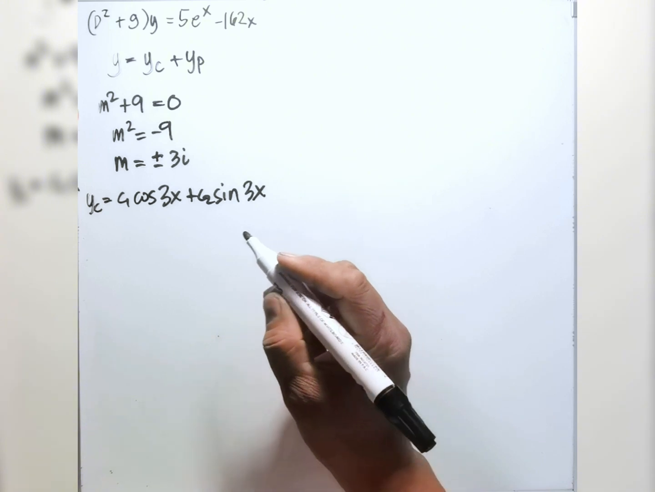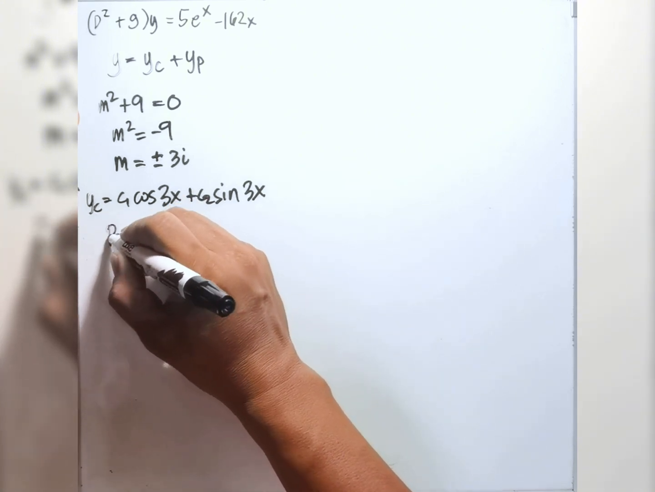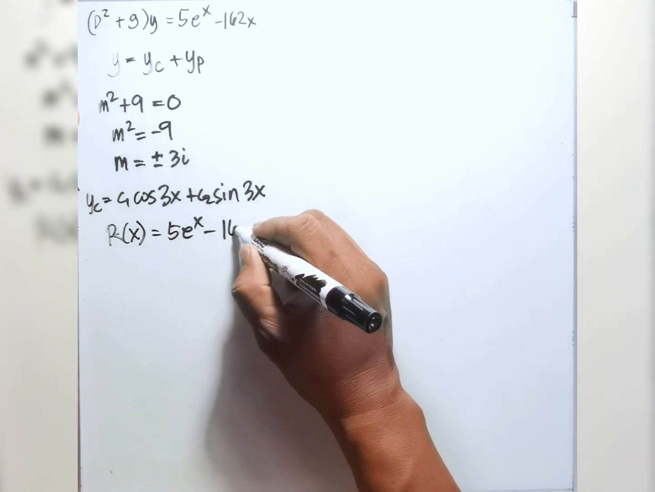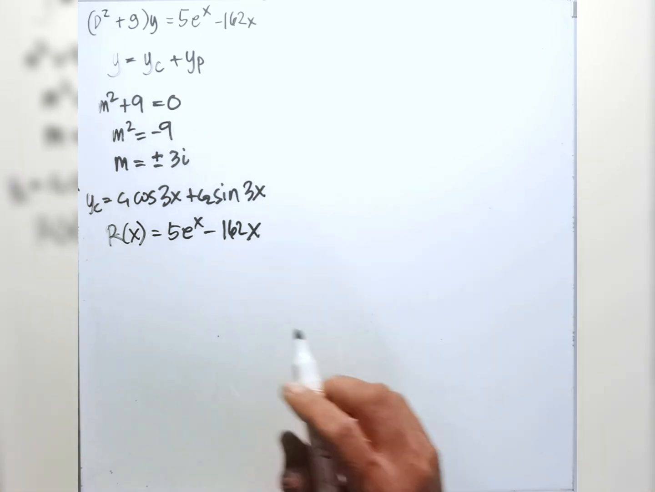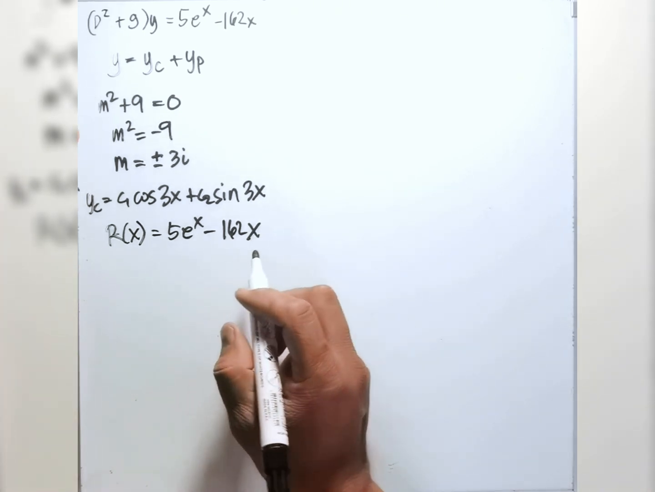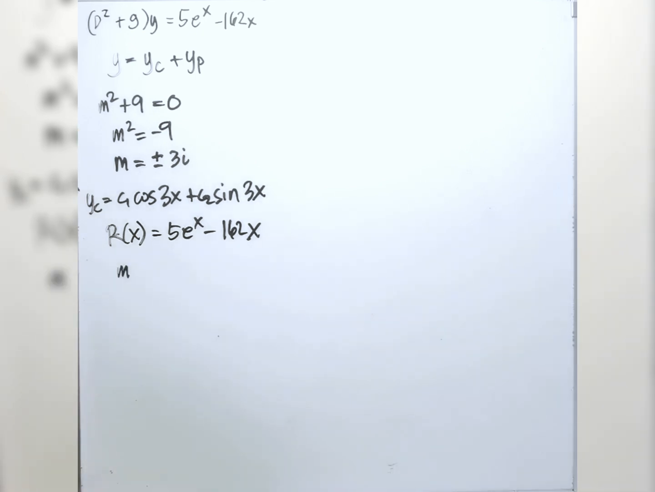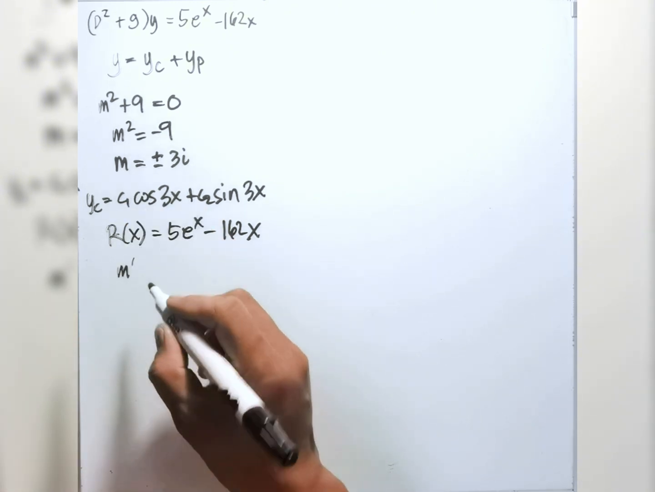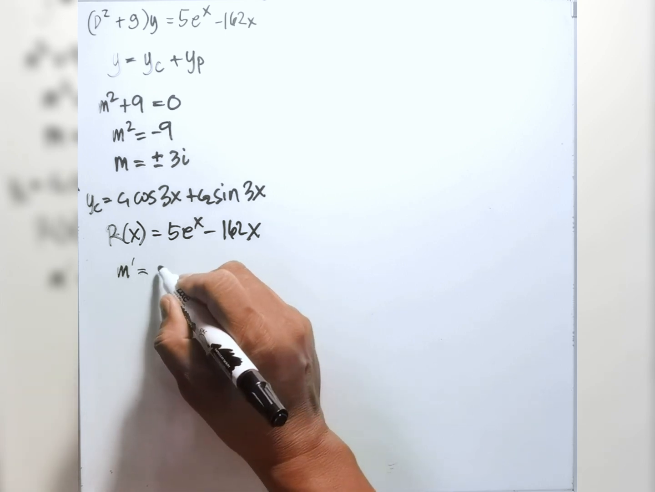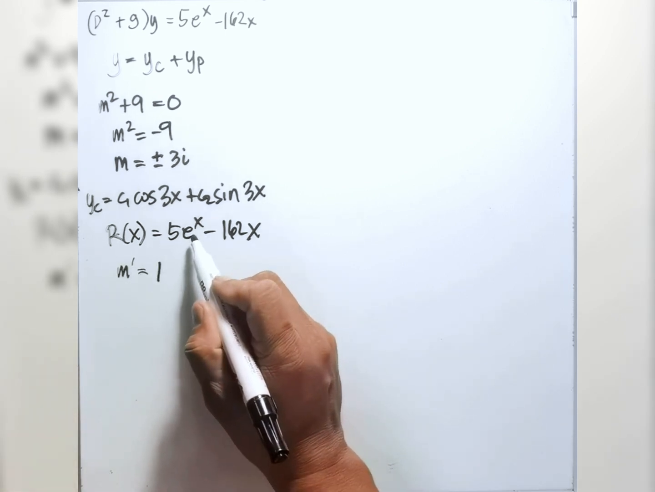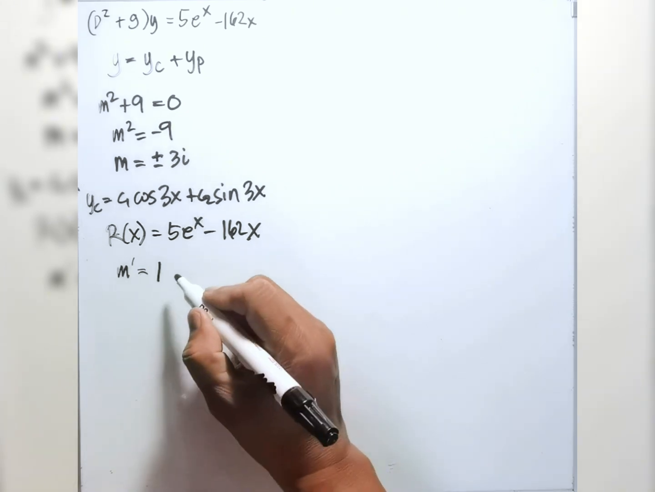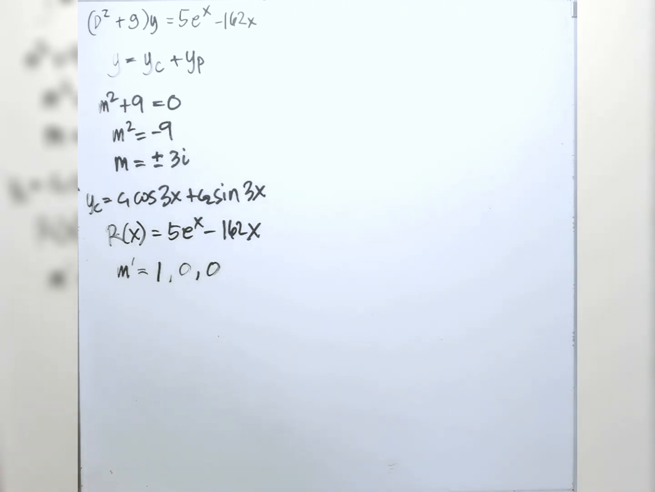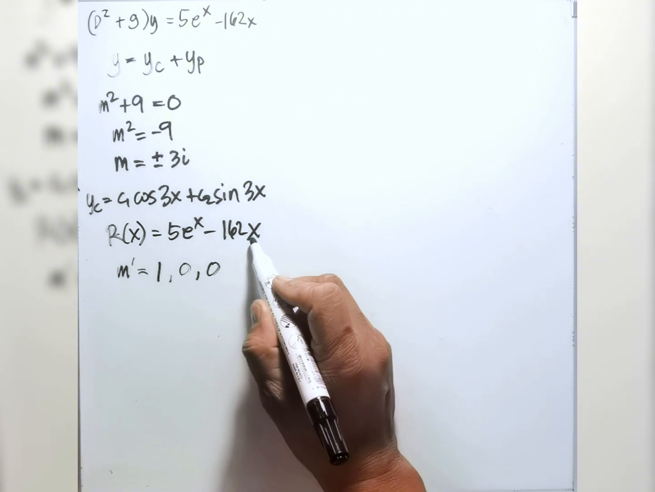And then for our particular solution, let's look at the right side of the equation. That's r of x equals 5e to the x minus 162x. Now this is actually a particular solution of some homogeneous equation whose auxiliary equation will have roots m prime. Let's call it m prime because we have m already. For the first term, the root should be 1. That's why we have e to the 1x, or e to the x. And we must have two repeating zeros to get 162 times x.